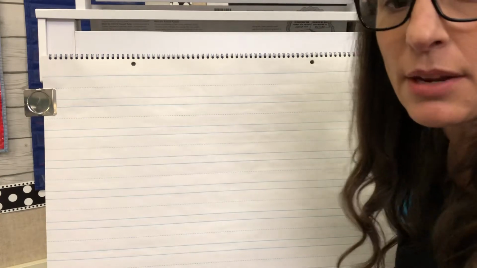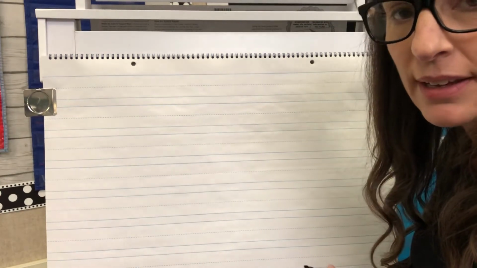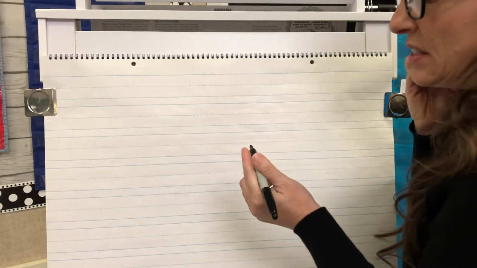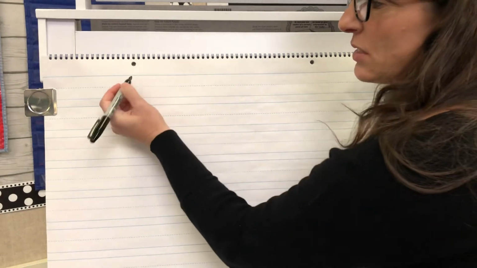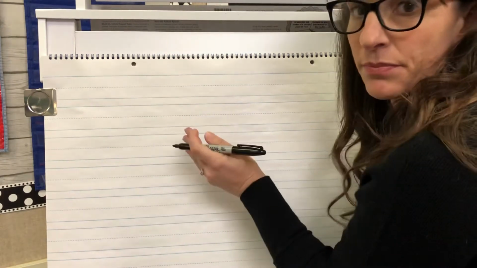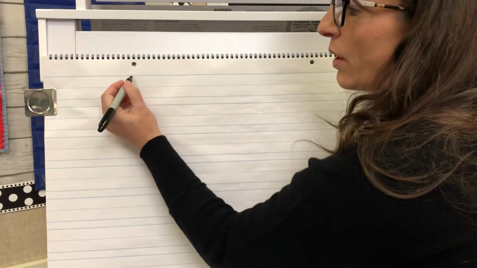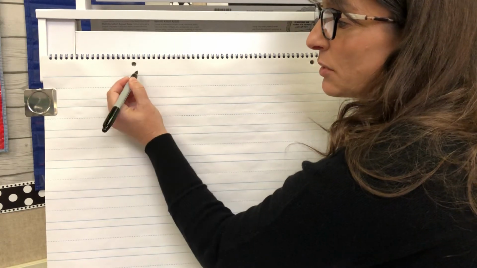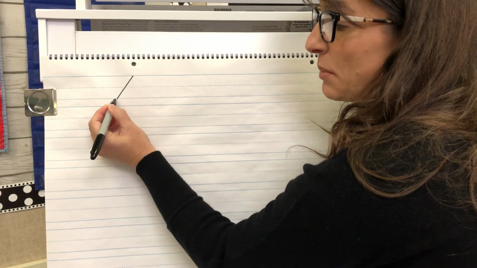Our letter this week is the letter Y. So I'm going to show you how to make the letter Y on the lines correctly. So capital Y starts at the ceiling. And what I always do is I pretend like I'm going to make the letter X. Okay? So I would start and make a slanted line from the top, from the ceiling down to the basement.